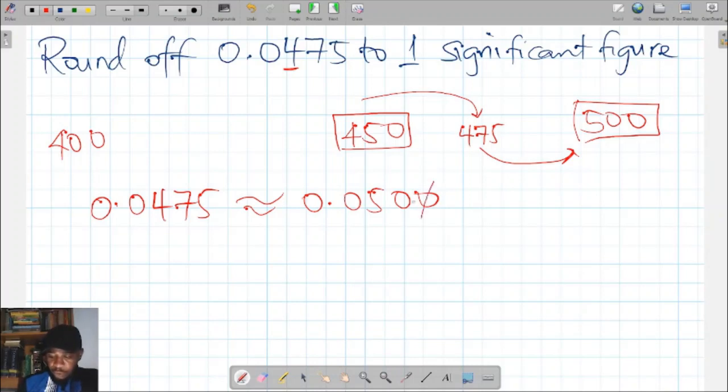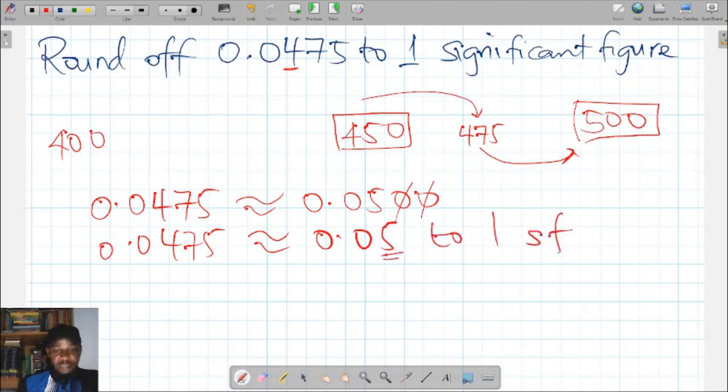But we do not need these trailing zeros because zeros after decimal points are not important. So we'll just say 0.0475 is approximately equal to 0.05. And you can see that we have just one significant figure here. So one significant figure. It's as simple as that.